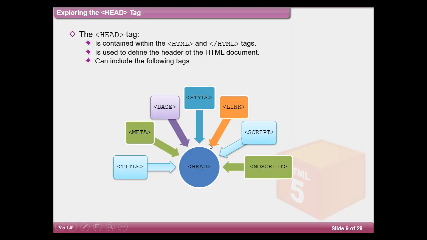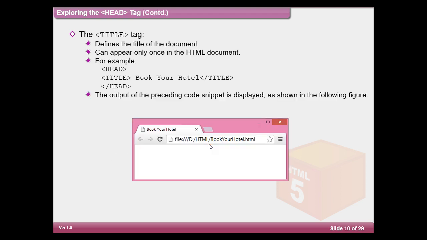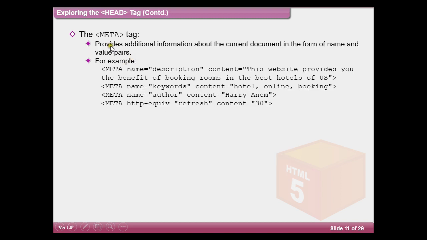Title, meta, base, style, link, script, and noscript, all are clear. So the title tag defines something that you already know now. I don't have to tell, but it defines the title of the document and can appear only once in an HTML document. That's here, book your hotel, it comes here. So meta provides additional information about the current document in the form of name and value pairs. It is a key and value pair, or we can say name and value pair.